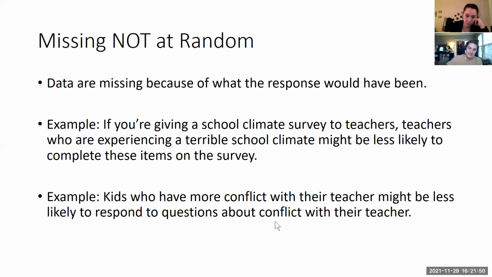If you'd rather think about kids, I have another example for kids down here. If you have kids who are having more conflict with their teacher, they might be less likely to respond to questions about conflict with the teacher. Maybe you ask them about conflict with the teacher and they just sort of shut down and don't respond. So that's another instance where, because of the thing you're trying to measure, they are not responding to the questions about it. So in those instances, the data are considered missing not at random.